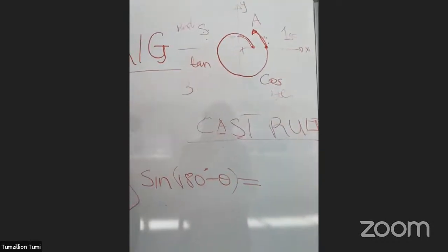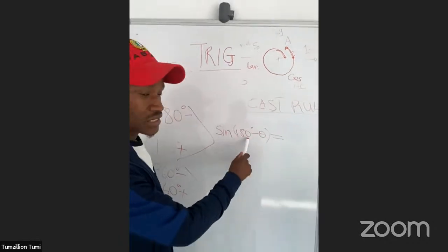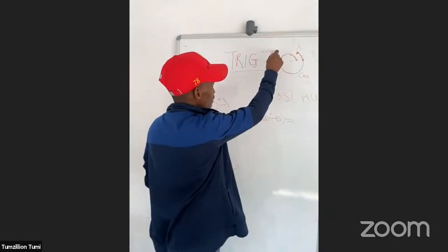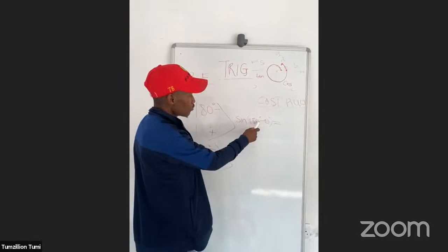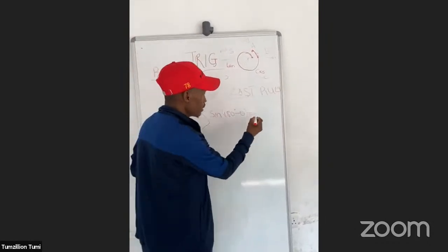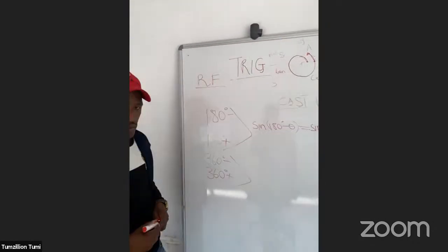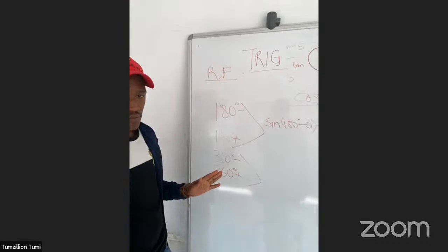What you do is that you say, where is this angle here? Or which quadrant is this? 180 minus is the second quadrant. In the second quadrant, we know that sine is positive. So this will be equal to sine of theta. You get? So sine is not changing.